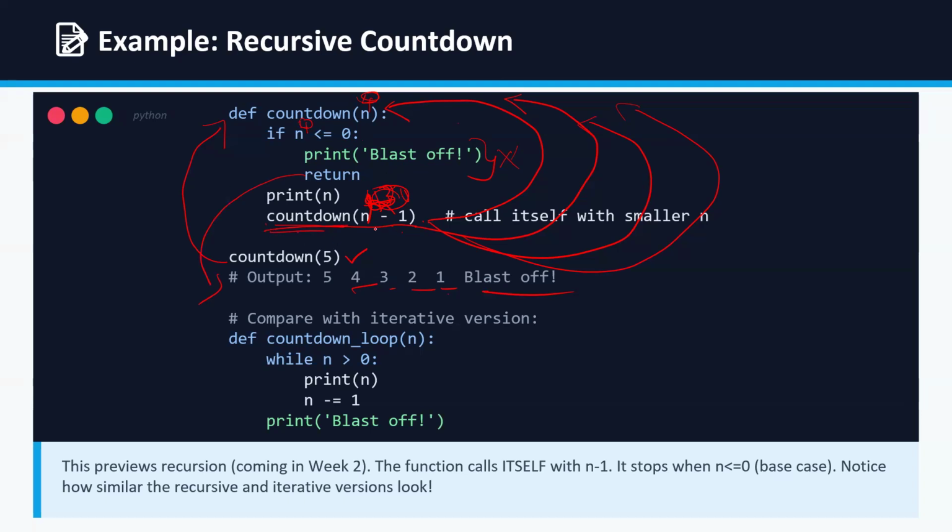It will not execute this countdown again, because these two statements will be executed only if the if condition is false, right? But here it's true. So it will return, and returning means it will return out of the function and come out. That's how it is getting broken. You got it? Morris, you got it?